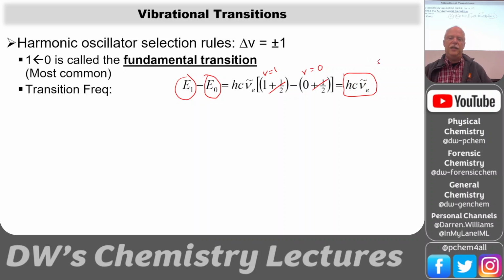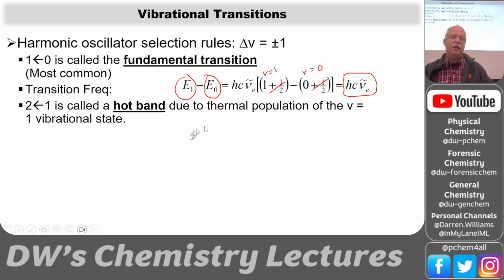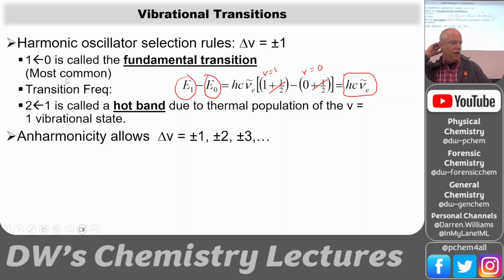So it's just the peaks occur at the vibrational frequency. 1 to 2 is a hot band, 2 to 3 is a hot band, 3 to 4 is a hot band. All of those hot bands are just like what you learned in the particle in a box. And then anharmonicity allows all of the quantum states to occur. So all the transitions, plus or minus 1, 2, 3, and 4.